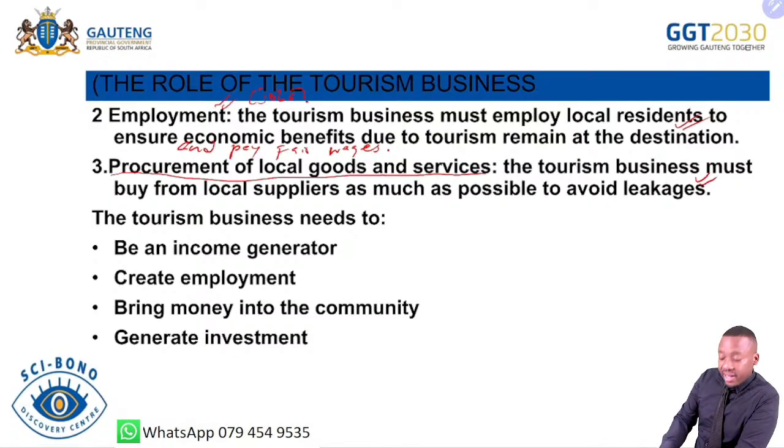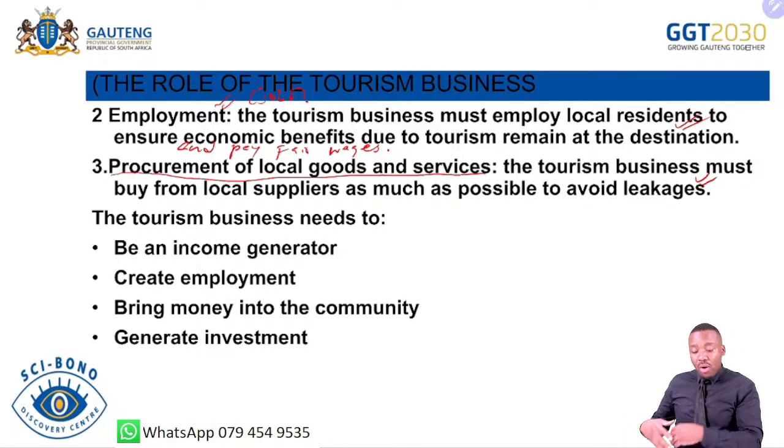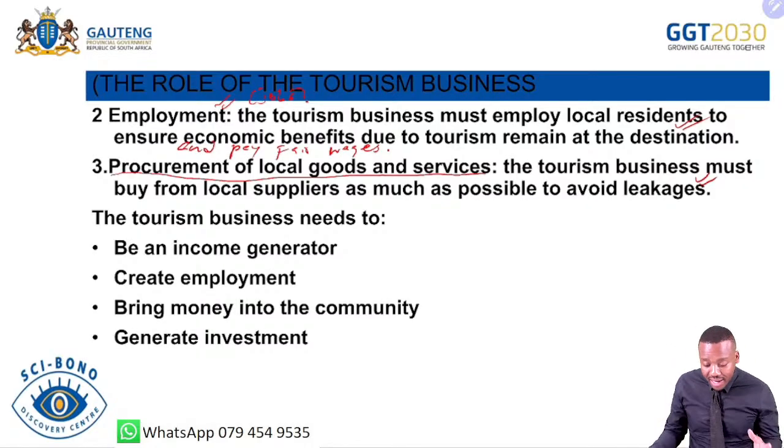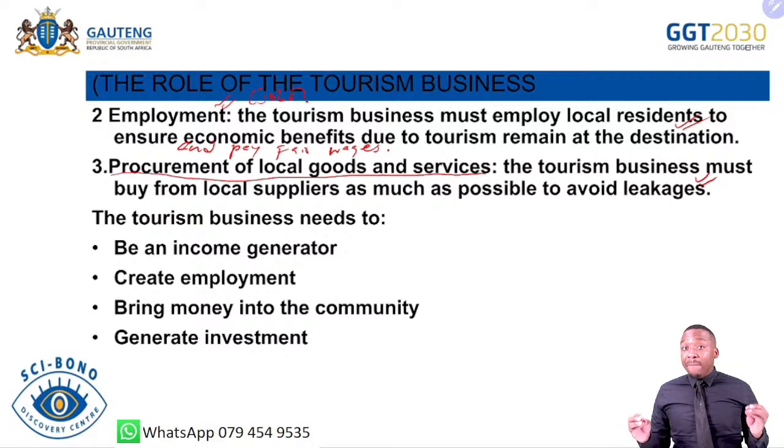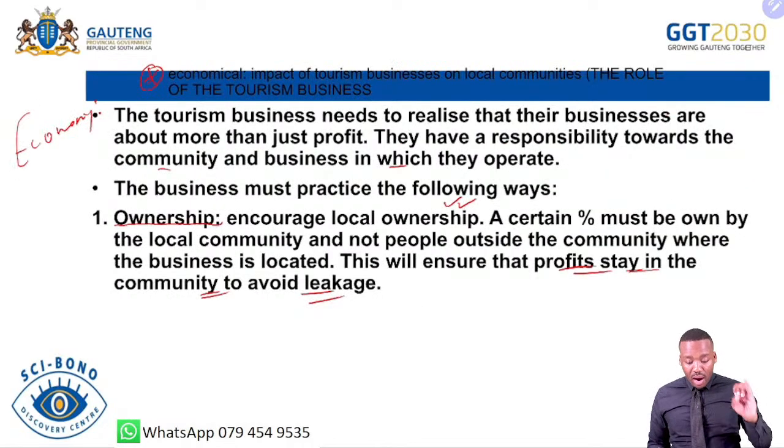Leakages. If there is a smaller farm or supermarket that can supply us with the best foods and vegetables, how about you go and buy from them so that they can supply all the foods and vegetables for our hotel? Right. So those are the three main things that a tourism business must do in terms of the economic pillar.